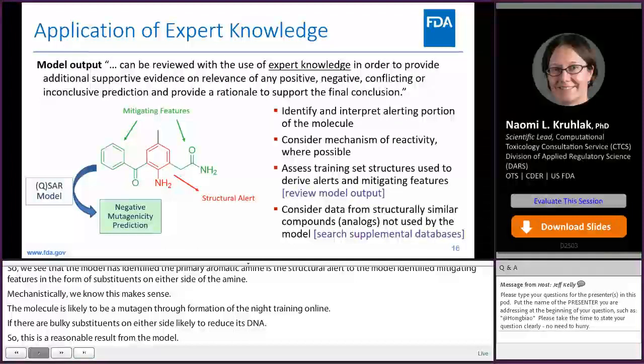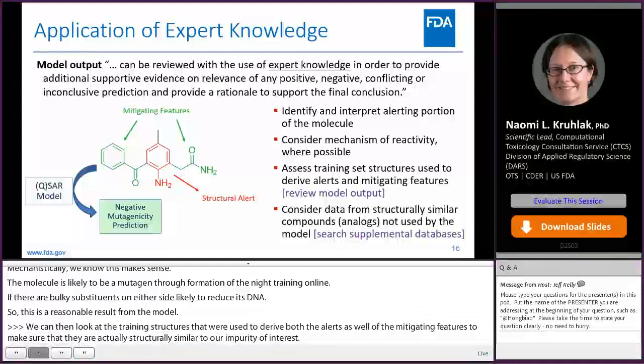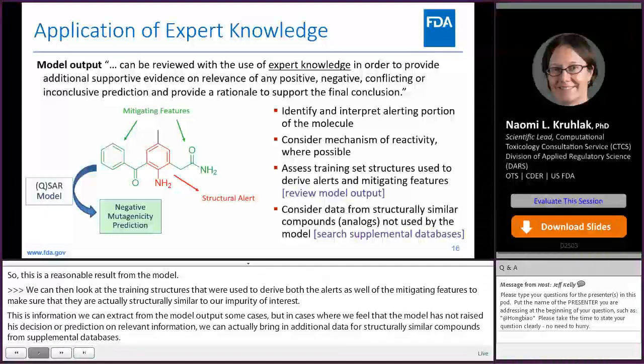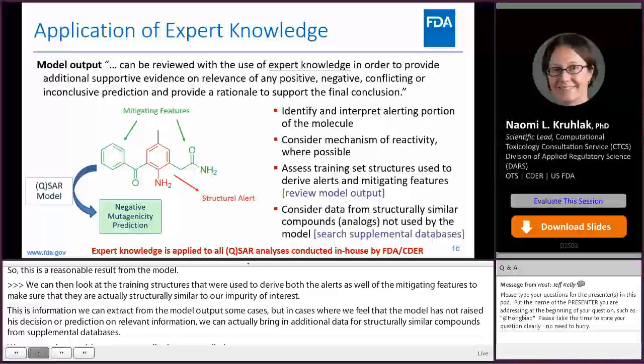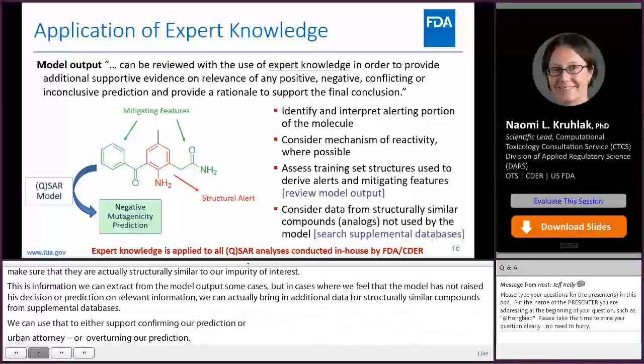But in cases where we feel that the model has not based its prediction on relevant information, we can actually bring in additional data for structurally similar compounds from supplemental databases. So these are data that were not used to train the model, and we can use that to either support confirming our prediction or overturning our prediction. And as a last point, FDA CDER applies expert knowledge to all QSAR analyses that are conducted in-house because we believe that it improves the overall predictive performance of the models.